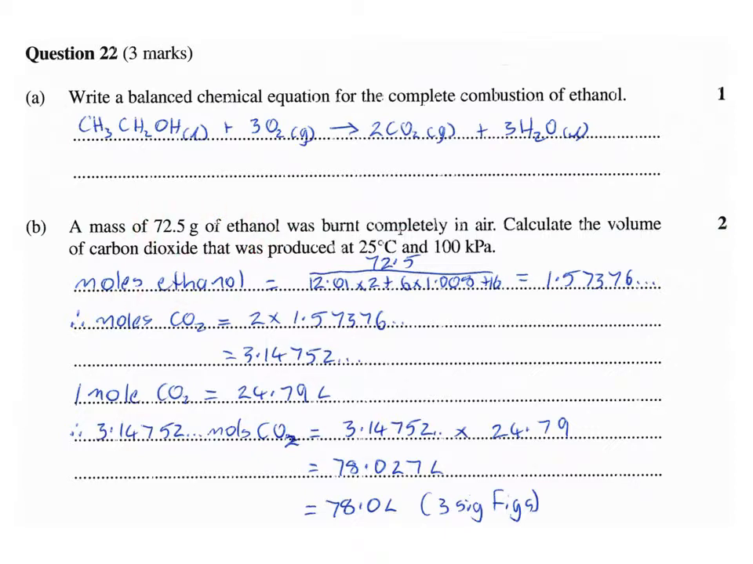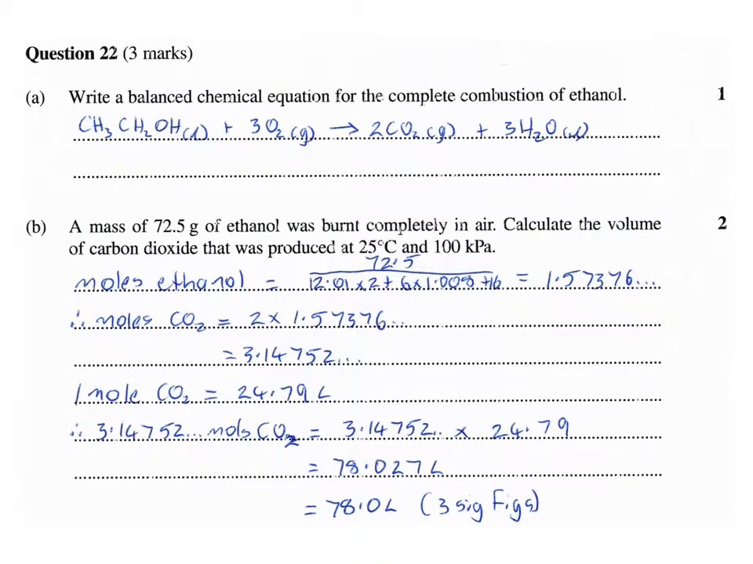So moles of ethanol is mass over molar mass. So we've got the mass 72.5 over the molar mass. So it's 12.01 times 2 plus 6 times 1.008 plus 16. One thing that is important to note is that we have to use the complete number that is on the periodic table. So you don't round 12.01 off to 12, you don't round the 1.008 off to 1, you have to use the complete number that is in the periodic table that you are given. And you do that calculation and we get 1.57376 and some more numbers at the end.